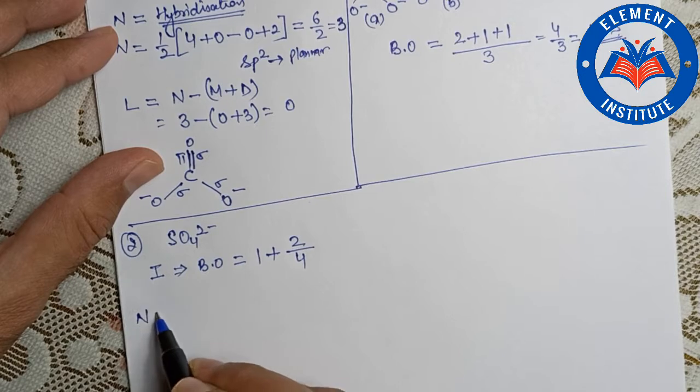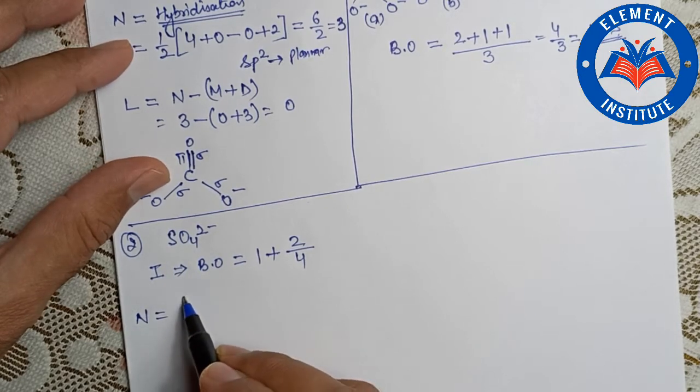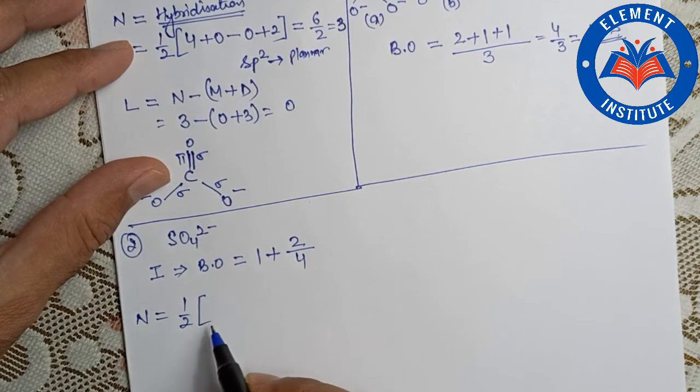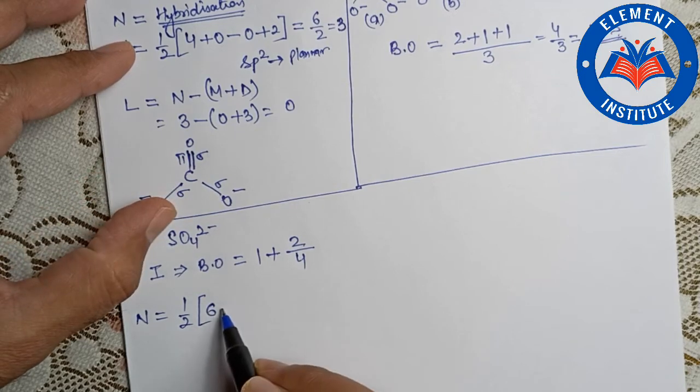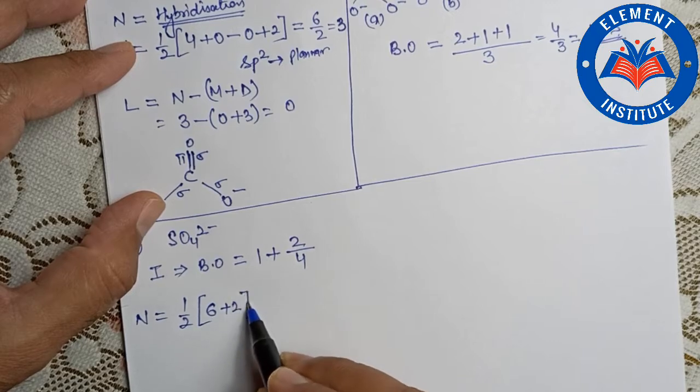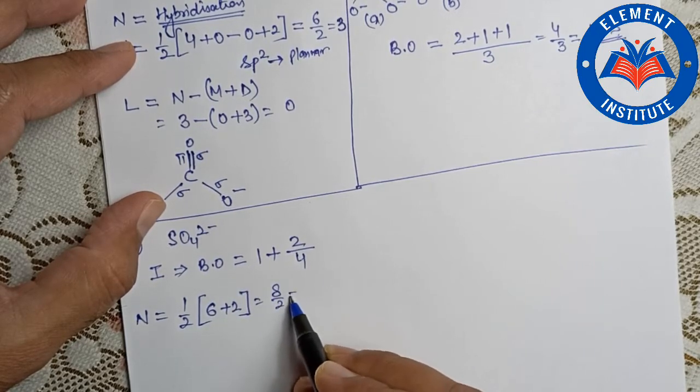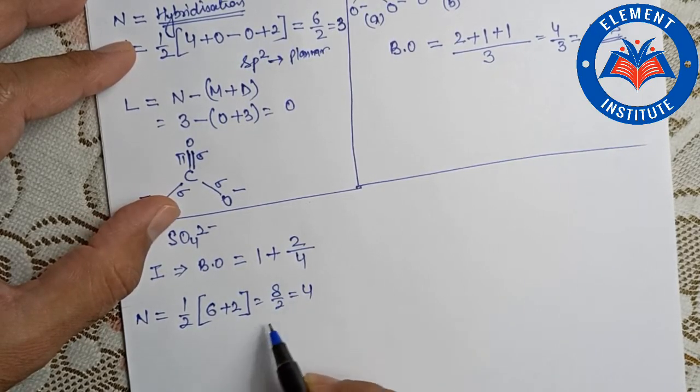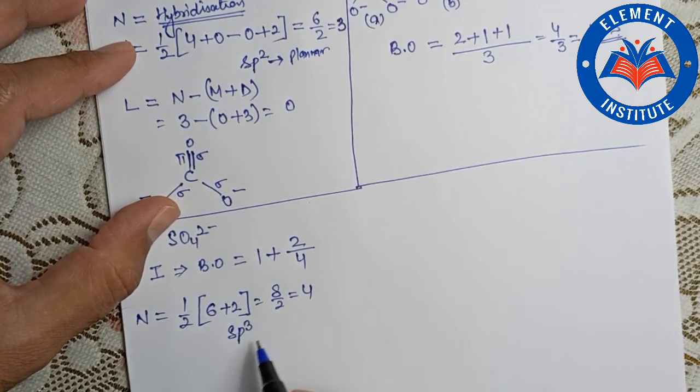So just N, which is equal to half, valence electron 6, monovalent 0, cation 0, that is anion. Simply it is 8 by 2, which is equal to 4. The hybridization will be sp3, that is tetrahedral.